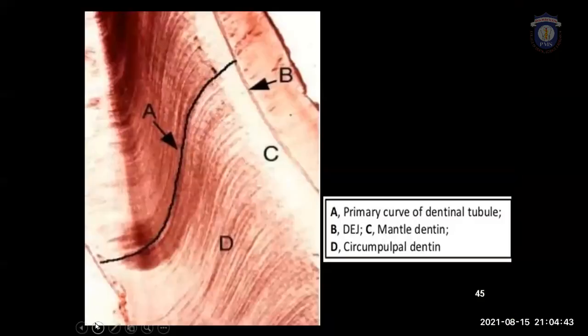In this picture, you can see that there are two bends giving the characteristic S shape. The first bend, near the DEJ, shows the mantle dentine and the circumpulpal dentine together forming the primary dentine. The second bend gives the interface between primary dentine and the secondary dentine.